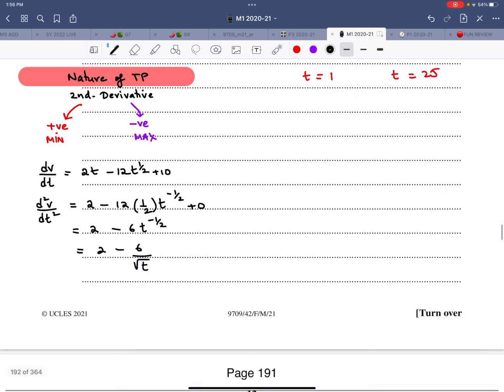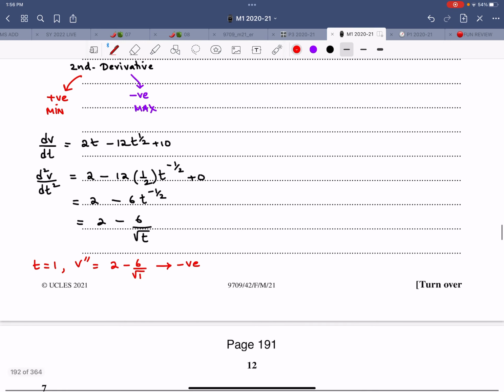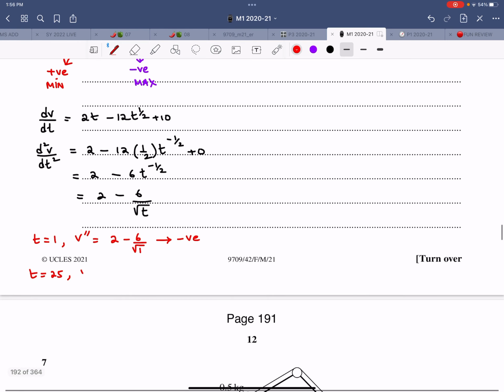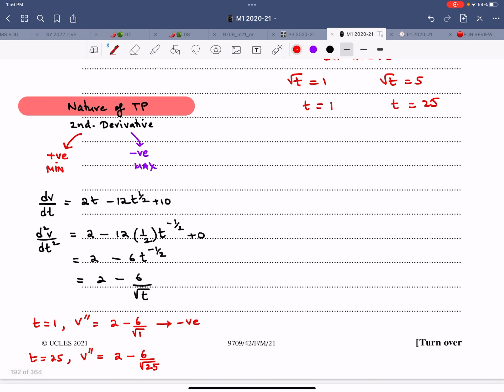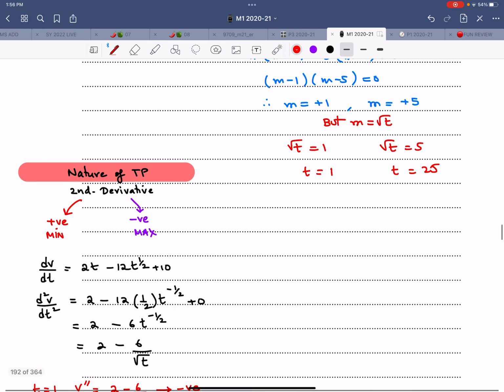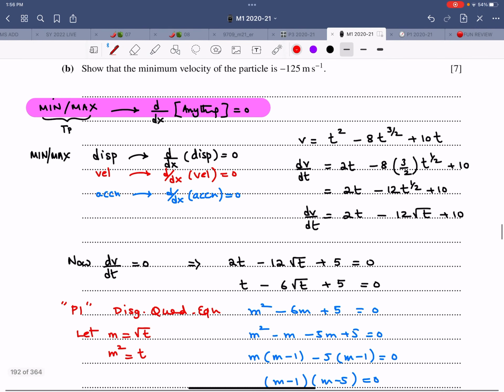When t is 1, let me plug in this value. The second derivative is 2 minus 6 over root of 1. This is negative. Correct? When t is 25, v double prime is 2 minus 6 over root 25, which is 6 over 5. Let me just double check one thing. This is 12 comes down and this becomes 6, and this is root t, and there was a minus sign in the beginning. Yes, there was a minus sign.